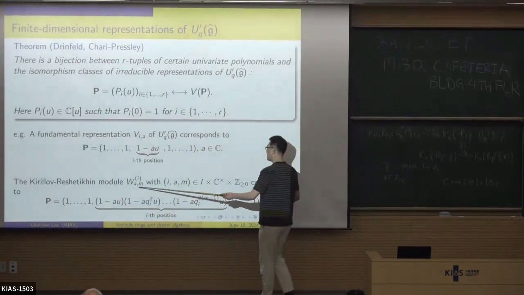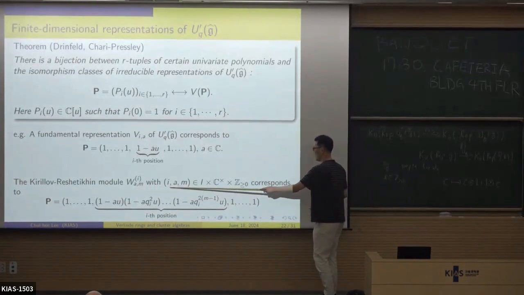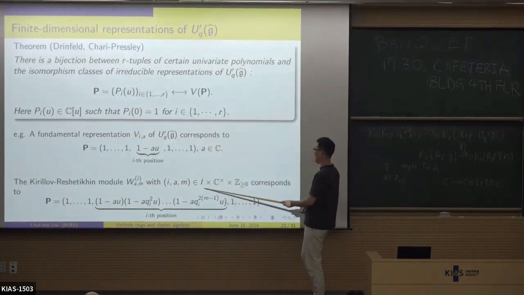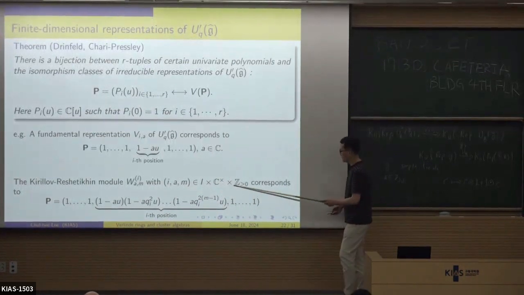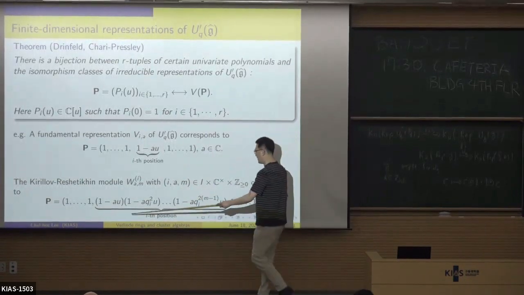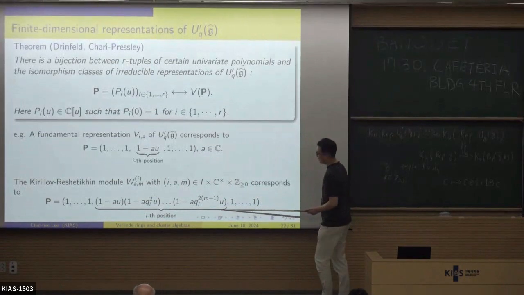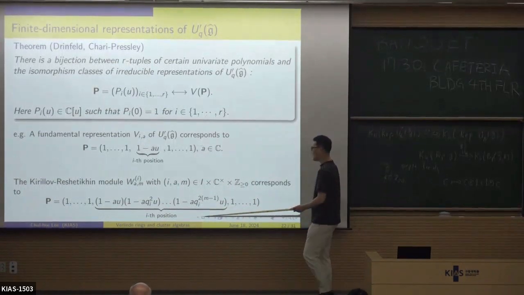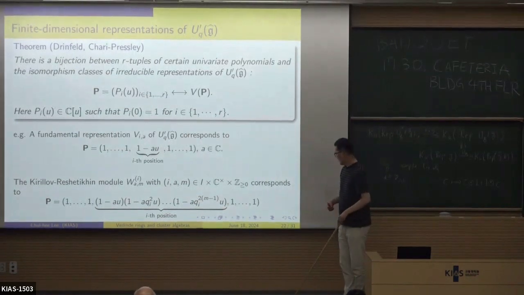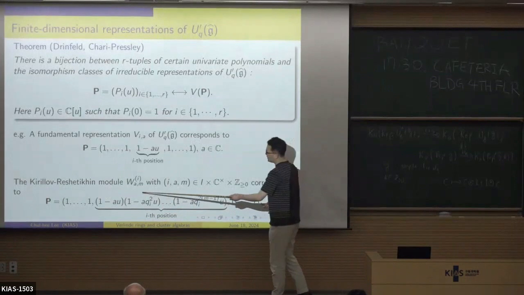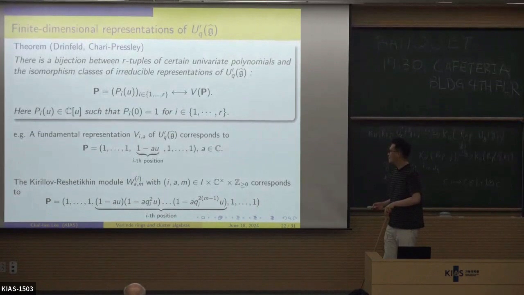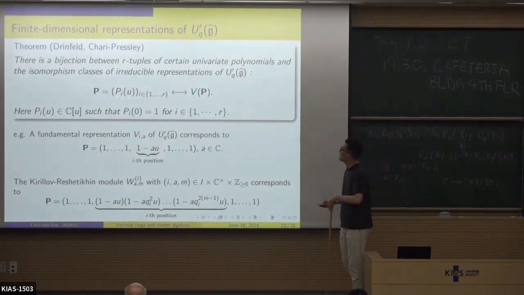And Kirillov-Reshetikhin modules are parameterized by three parameters. I is one of the index set, A is a complex number, and M is a non-negative integer. For each triple, we can attach a tuple of polynomials given in this form, and this corresponds to the so-called Kirillov-Reshetikhin module. It forms an important family of finite dimensional irreducible representations of quantum affine algebras.